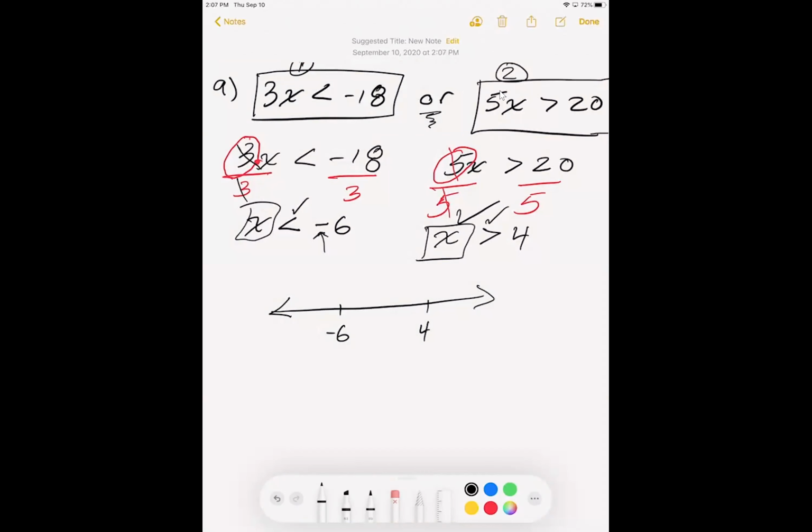Now, this is what the or mentioned. This right here, we say that x is less than -6. What number is less than -6? Do you agree that any number on the left of -6 is less than -6? Agree?